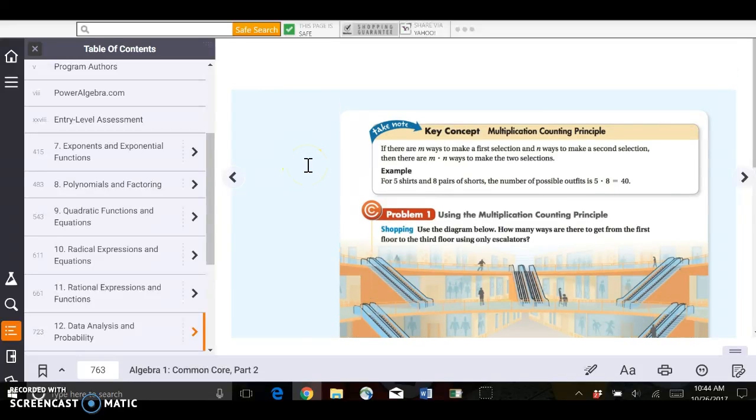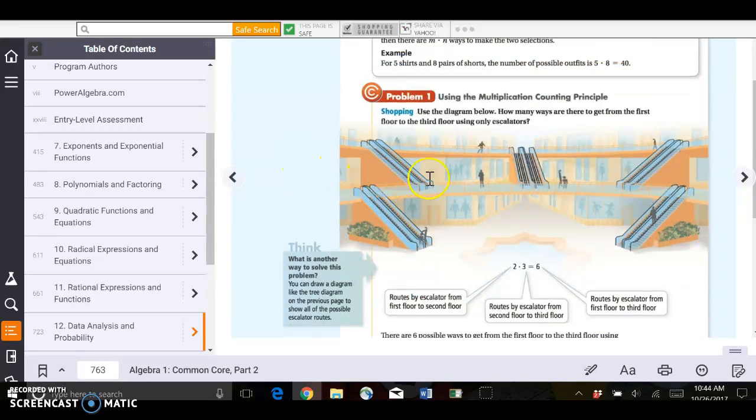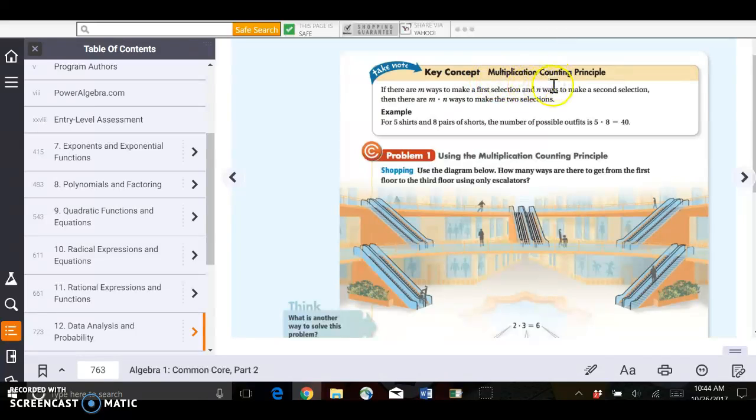Hello, we're looking at lesson 6-6 and we're looking at problem 1. We're going to look at the multiplication counting principle to do problem 1. It says if there are m ways to find a first selection and n ways to find a second selection, then there are m times n ways to make two selections.